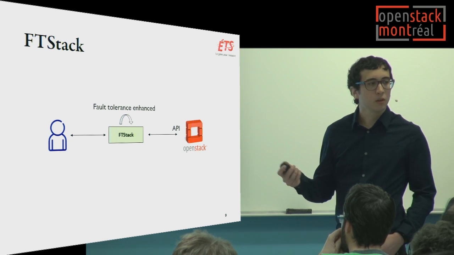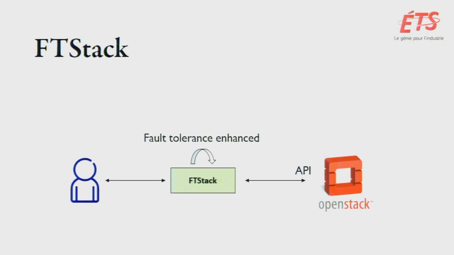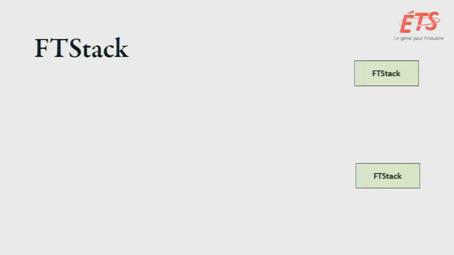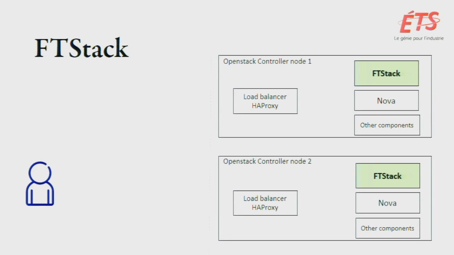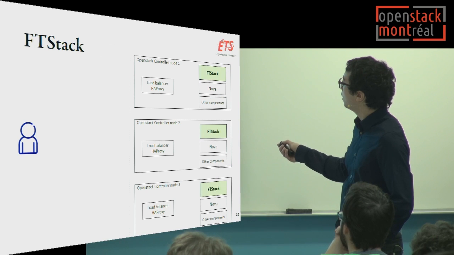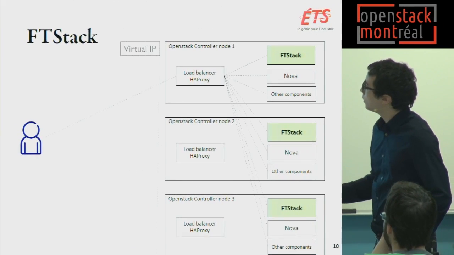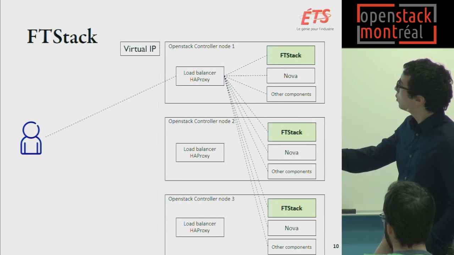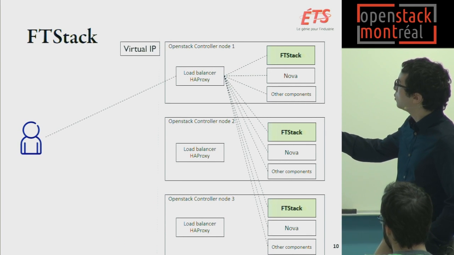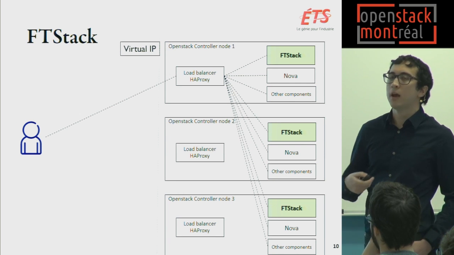But here, there's a problem again, because FFT Stack became a single point of failure, and we need a highly available OpenStack environment. So we needed to replicate FFT Stack 3 times, and we put FFT Stack in the 3 OpenStack control nodes. FFT Stack became a component, like the Nova component. And one thing is important: the end user will access each controller thanks to a virtual IP. A virtual IP, as information, is like a failover mechanism.